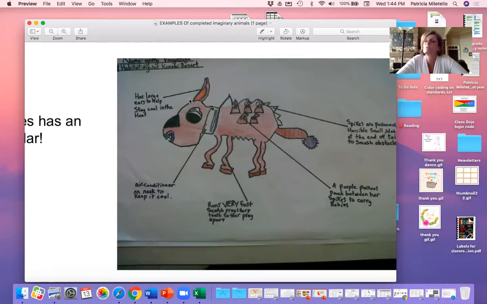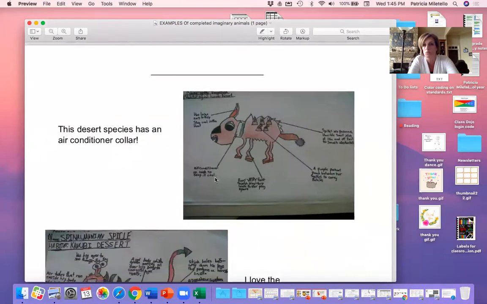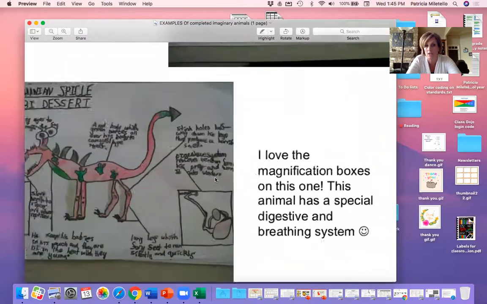The other thing that this final project has that yours needs to have as well is words that tell me what the adaptations are that you've created on this animal and how it helps it survive. So this one has an air conditioner on its neck to keep it cool. It has large ears that help to keep it cool. Desert animals often have larger ears that help them to cool their bodies down. Okay, so besides the detailed picture, it also has a lot of details in the writing about what every single one of the adaptations are.